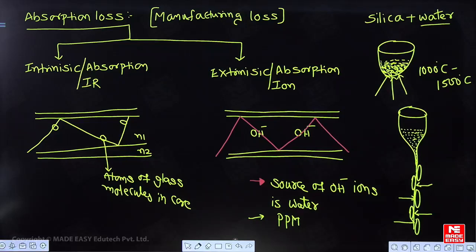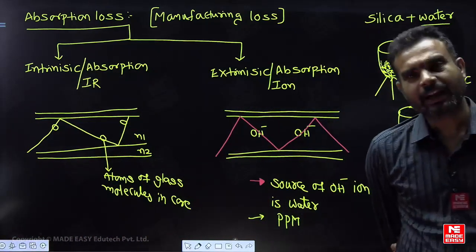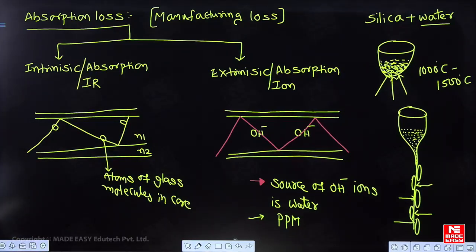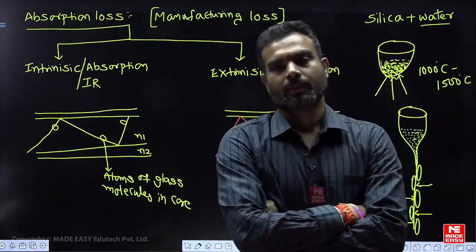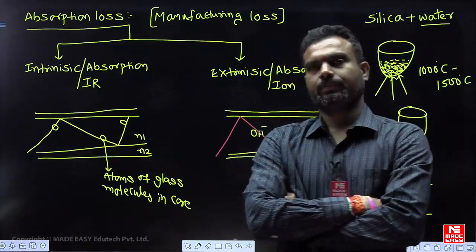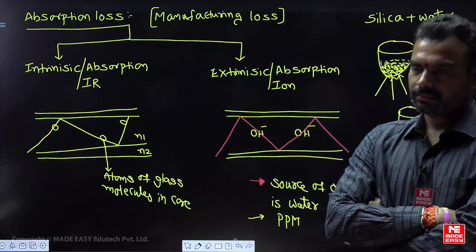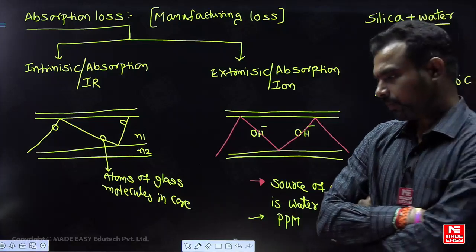Intrinsic absorption, first point. This absorption is due to atoms of the glass molecules in the core, which absorb the infrared light. Right. Next one.